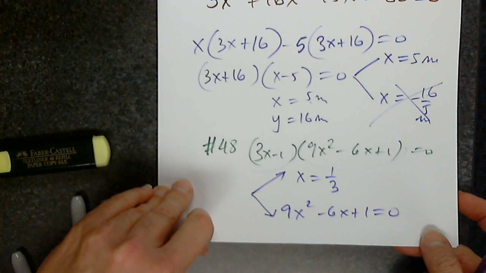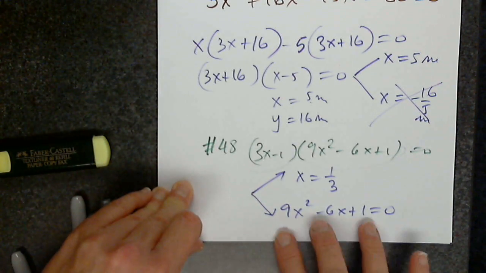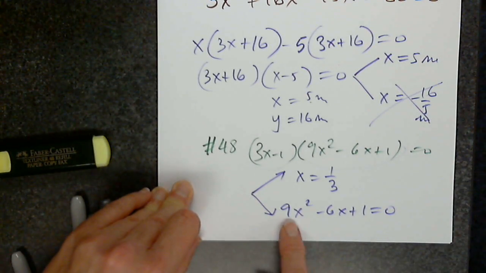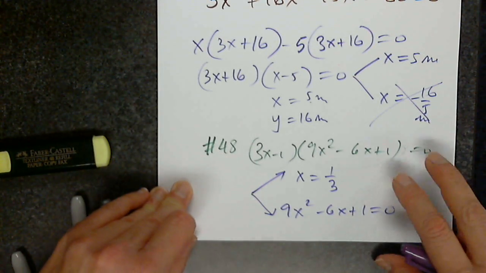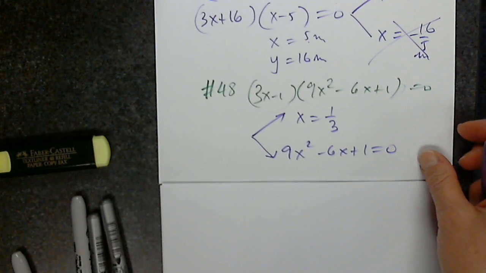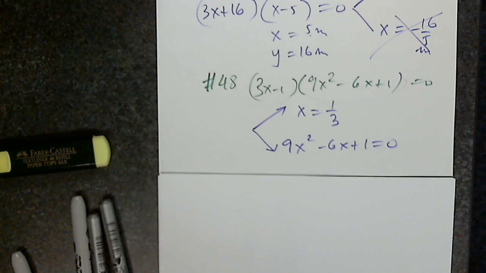No, because I have three terms. I cannot take out 3. 3 is not a common factor to all 3. I cannot pull out x because the x is not common to all 3 terms. No. It's not going to happen.